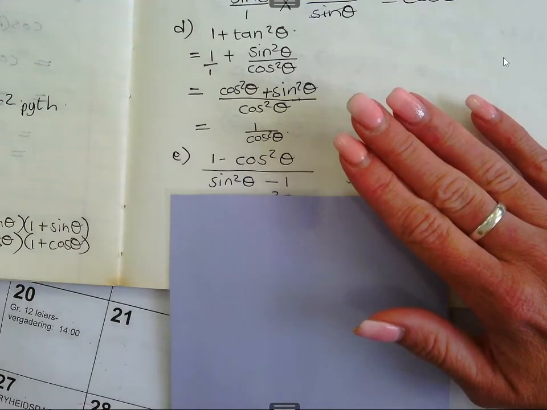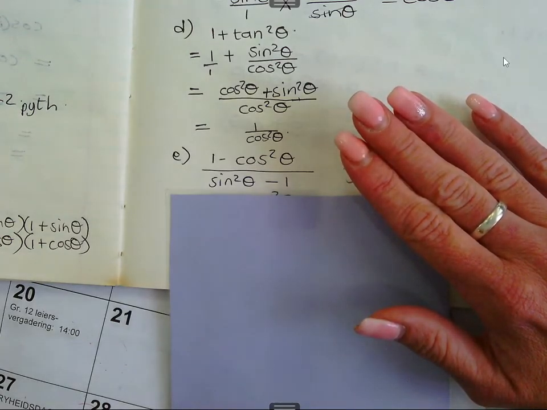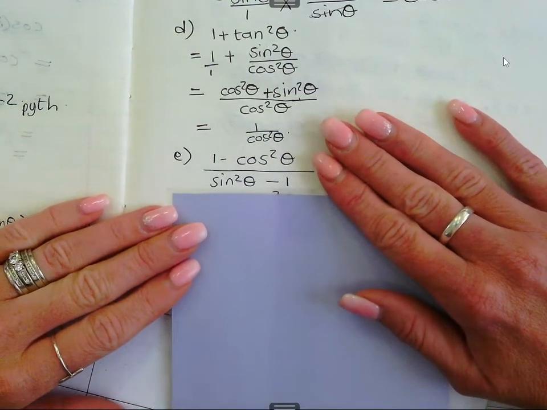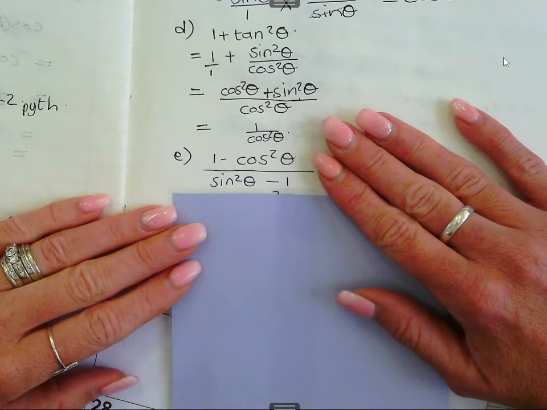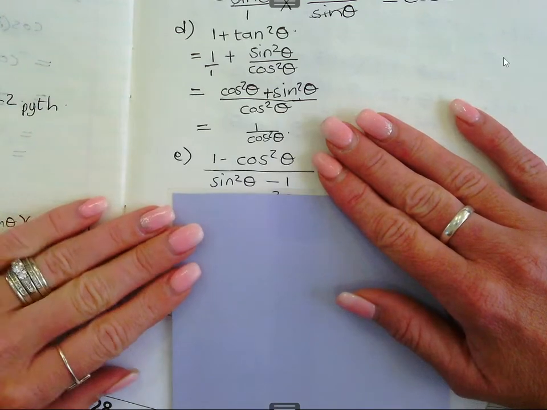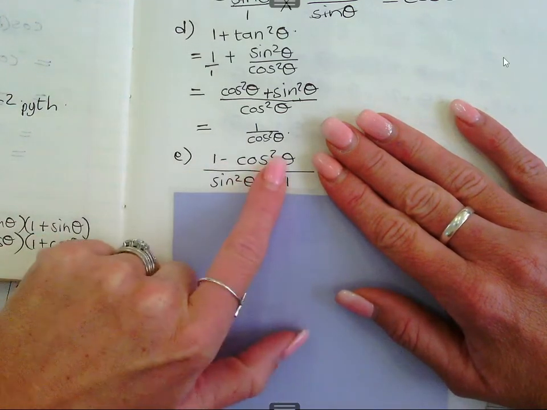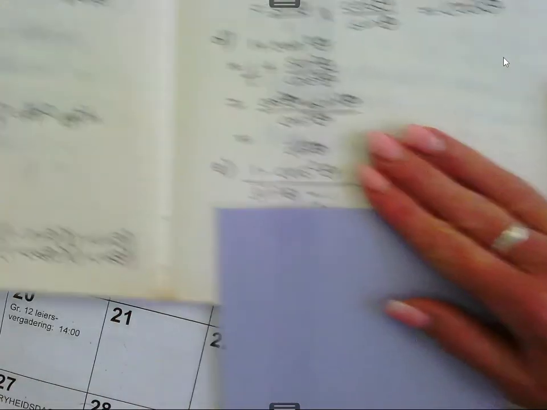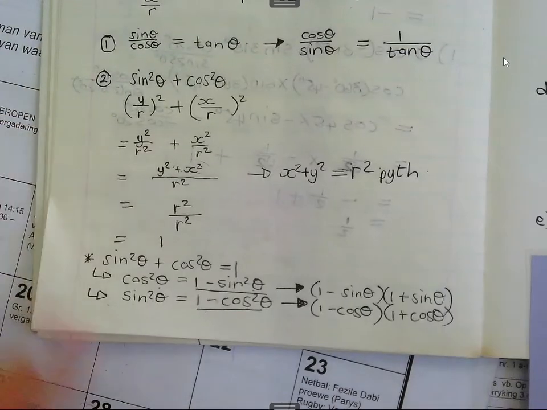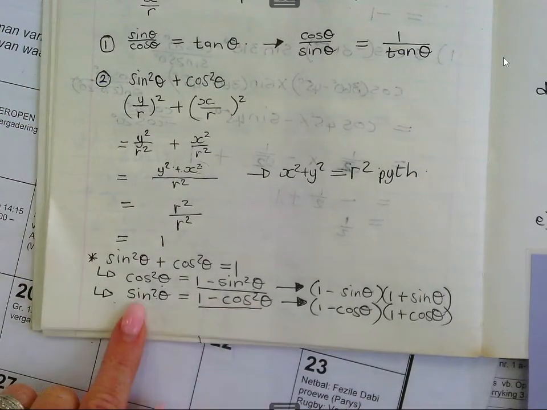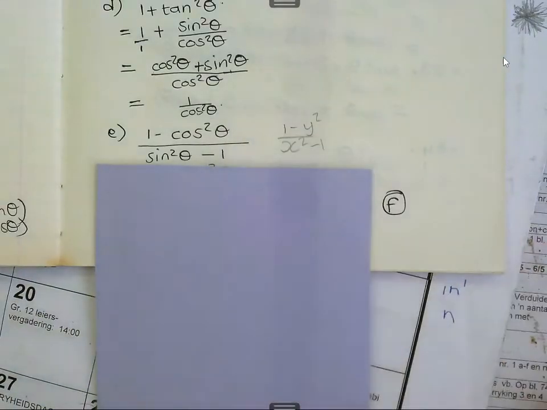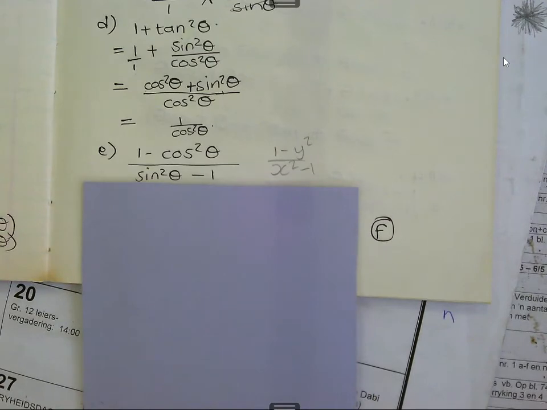Yes. What? Komoto? Komoto says 1 minus cos squared theta. Come on, that is one of the identities. Look here. 1 minus cos squared is sin squared. You see? Okay? So 1 minus cos squared can become sin squared.